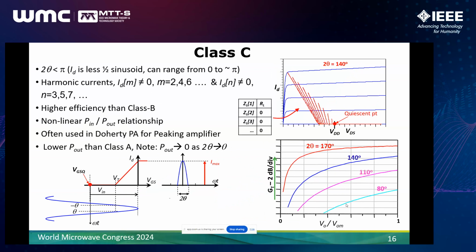All right, class C operation, again, is a very useful mode. This is quite useful, especially for the peaking amplifier in a Doherty. So in class C operation, we have a conduction angle less than pi, and we'll find that the current components are all present. There's a DC, a fundamental, and all of the harmonics are present, both the even and the odds. It is possible to get much higher efficiency than class B, assuming we terminate the harmonics appropriately.